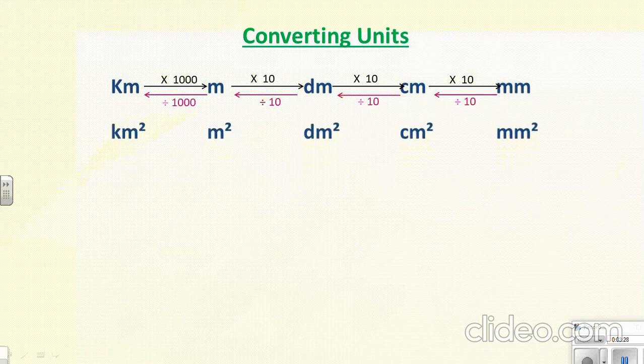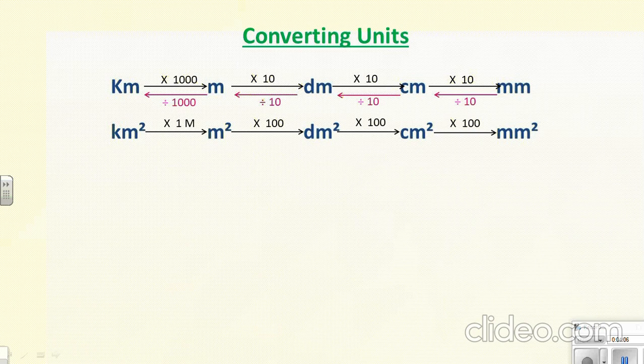Let's see other units: kilometer square, meter square, decimeter square, centimeter square and millimeter square. From big units to smaller units: from kilometer square to meter square, we multiply by 1 million. From meter square to decimeter square, we multiply by 100. Decimeter square to centimeter square, we multiply by 100. And from centimeter square to millimeter square, we multiply also by 100.